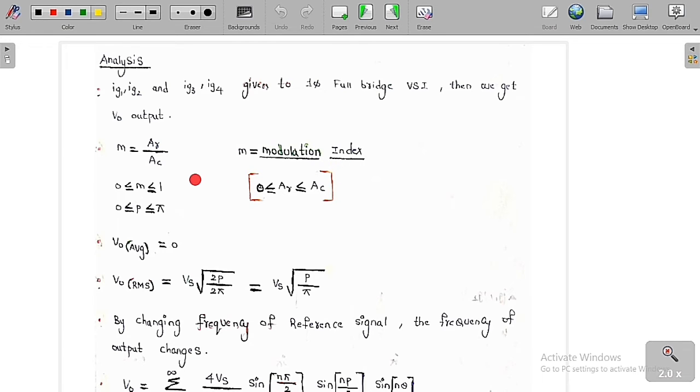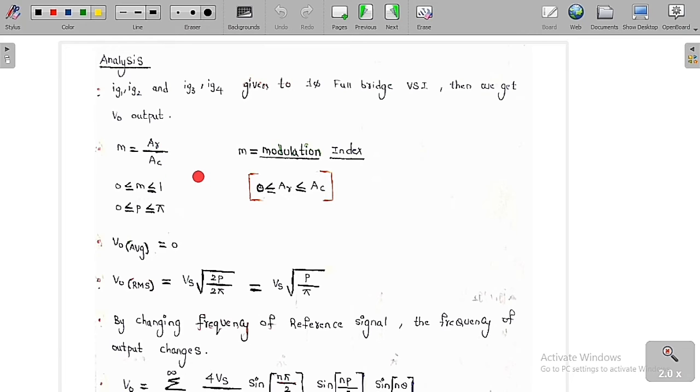From the graph we can say that AR is always less than AC. Only if AR is less than AC can we generate pulses. Otherwise we are going to get the same thing that we have discussed. AR should always be less than AC, then only we are going to get pulses in the 0 to pi period. Otherwise we get an output similar to the first circuit, and there is no need of doing the pulse width modulation. So if this is the case, then only it is good to get the pulses.